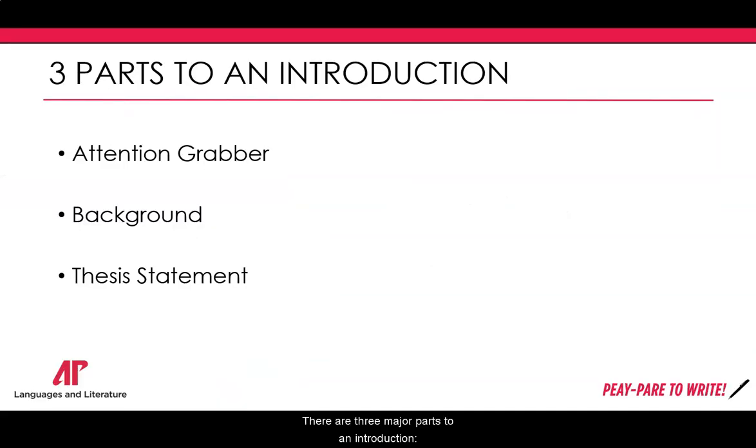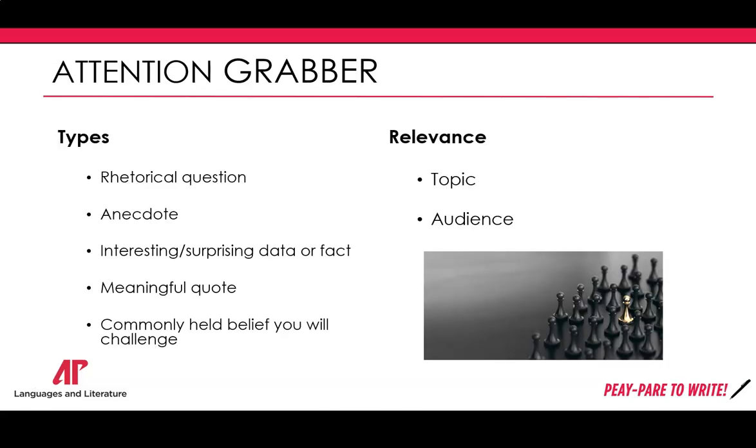There are three major parts to an introduction: the attention grabber, the background, and the thesis statement. There are many types of attention grabber, but the purpose is the same no matter which one you choose. Attention grabbers are meant to hook your audience from the start of your argument. They hint at the topic and make the audience want to know more about it, so they will continue to read the paper. This is particularly important in argument papers where the audience usually disagrees with your stance and may be reluctant to read what you have to say.